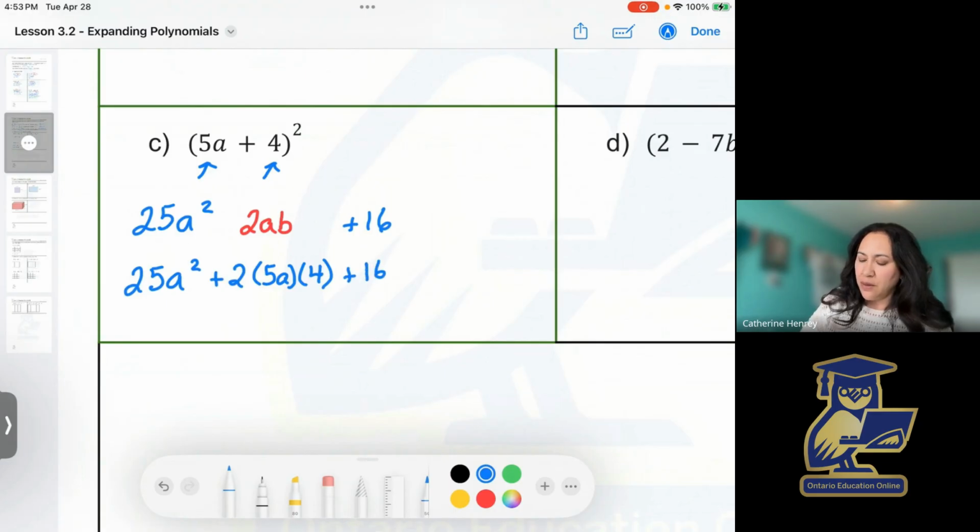If we simplify that middle, we have 25a squared plus 40a plus 16.